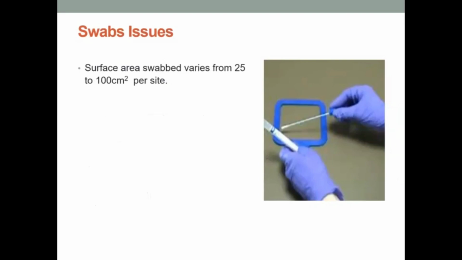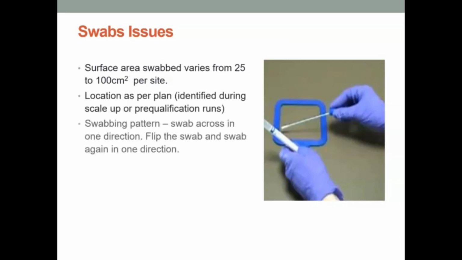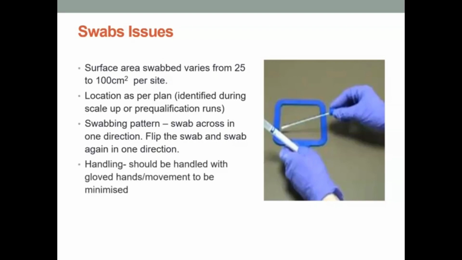Swab issues. The surface area swabbed varies from 25 to 100 square centimetres per site. The location is as per the plan that's identified during your scale-up or your pre-qualification run. The swabbing pattern is generally that you swab across in one direction, then flip the swab and swab again in the other direction. Handling: it should be handled with gloved hands and movement needs to be minimised. All of the above information would be noted in your cleaning validation protocol, your SOP or your trial.